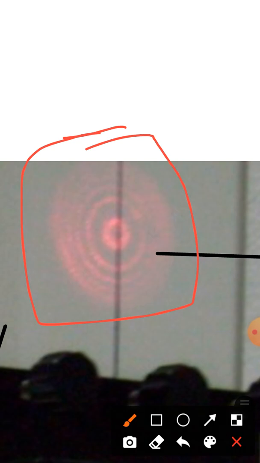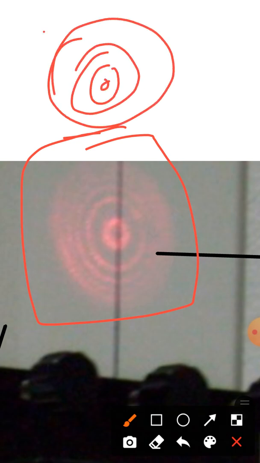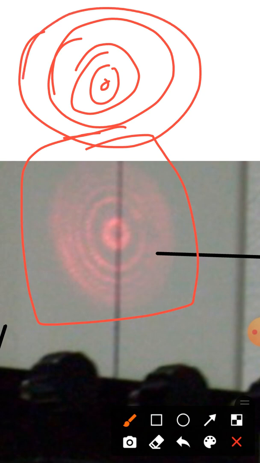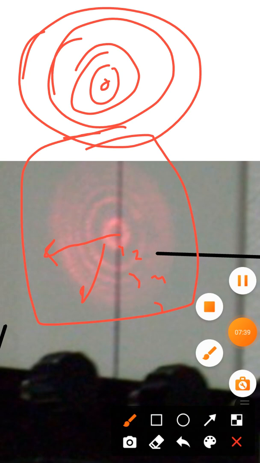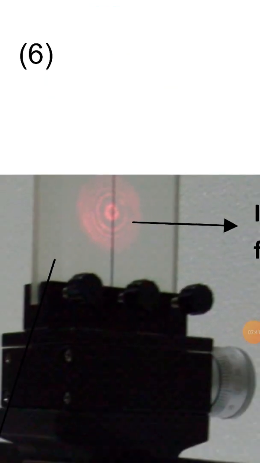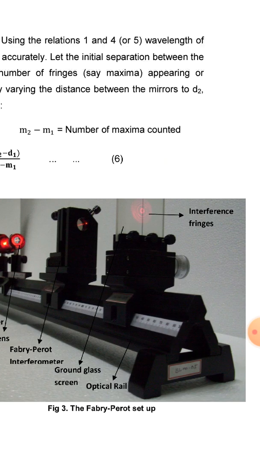Here we have rings like Newton's rings, but it is different from the Newton's ring apparatus. It is the first ring, second, third, fourth, fifth, and so on continuously. The radius of the rings decreases rapidly as we go from the center to the outside. So this is the main advantage of the Fabry-Perot interferometer.